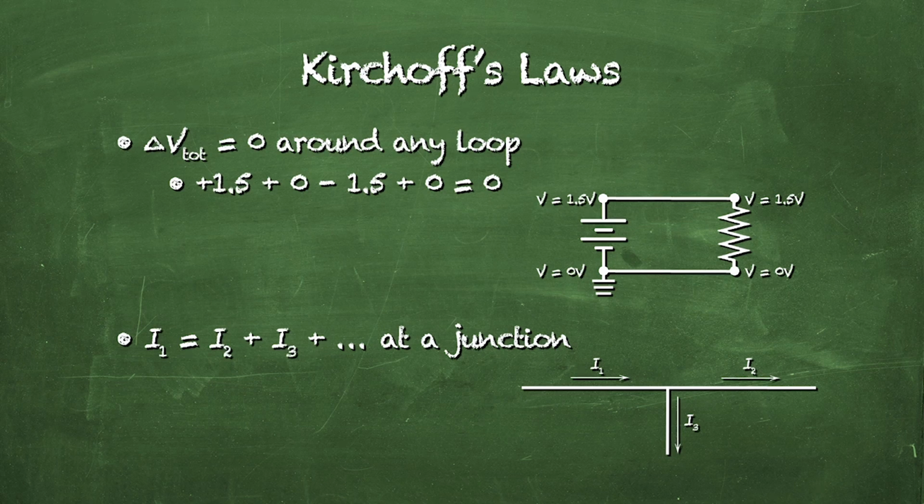What that means is that whatever charge is carried by I1, it has to go either into I2 or I3. The charge cannot stay at the junction, so any current in has to equal the current out. So we are ready to work with electrical circuits.